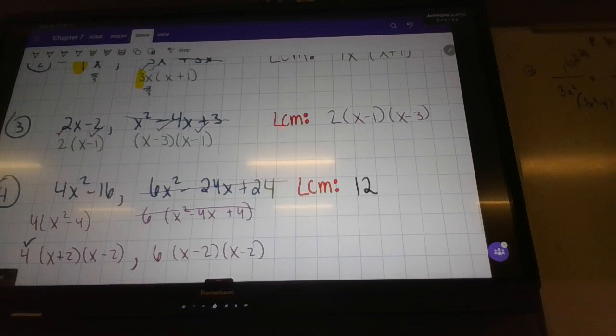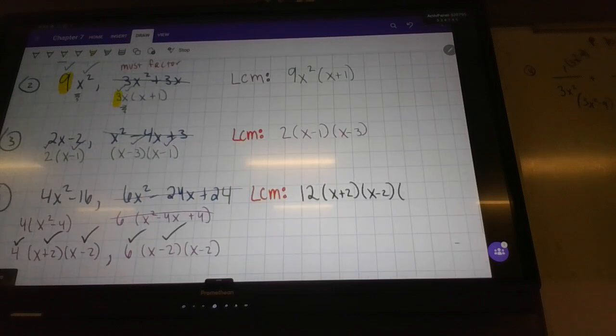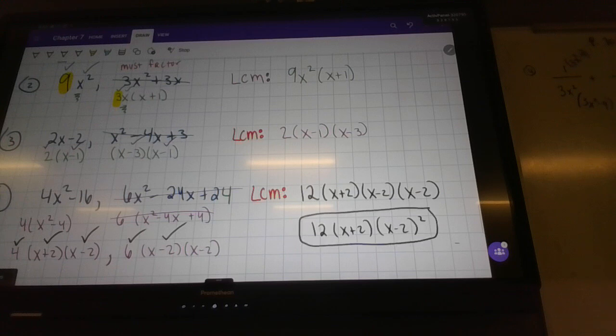Okay, so the 4 and the 6 I'm checking off. They both go into 12. What's next? X plus 2, check. X minus 2, check, check. X minus 2 again. X minus 2 squared that time. I wonder why it's not for the third.